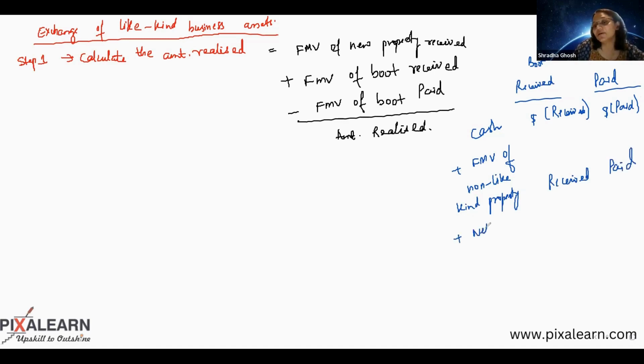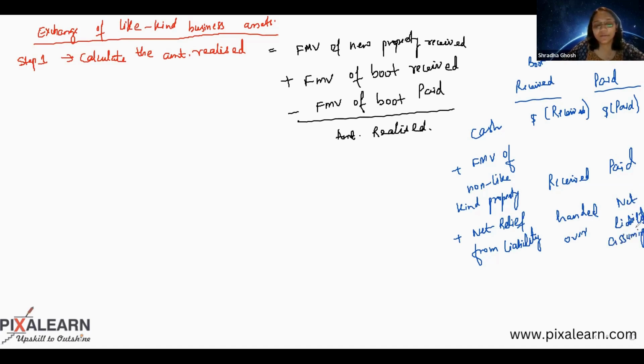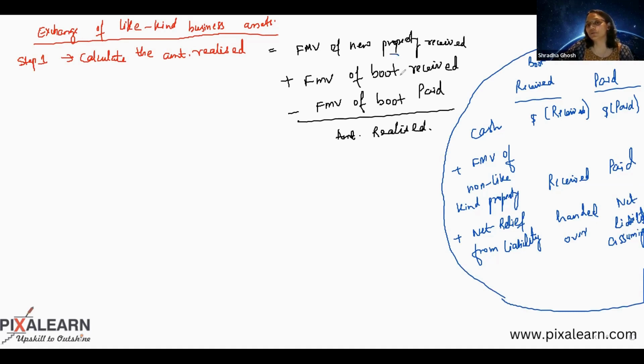And the third thing is net relief from liability. If you are taking away my mortgage, then it is boot received from me. So this is handed over. I handed over my mortgage to you, it is relief to me, and it is boot received. But when I assume your liability, then the liability that I end up assuming, that becomes my boot paid. Is this clear? So this whole gives you the definition of what is boot.